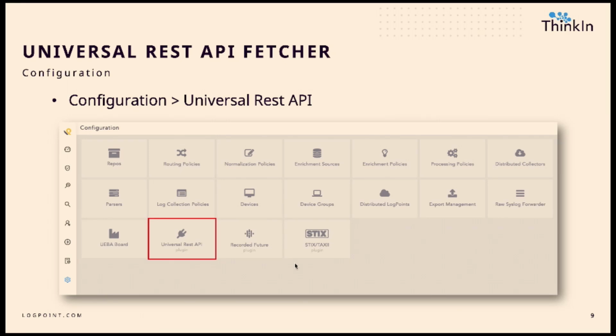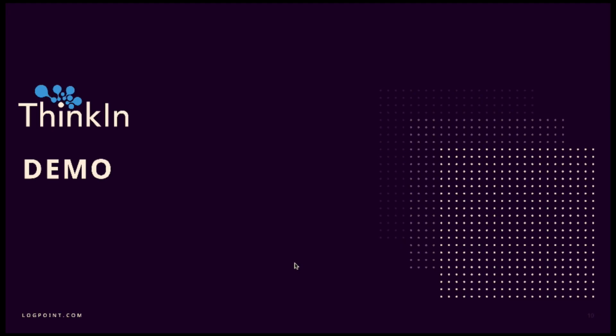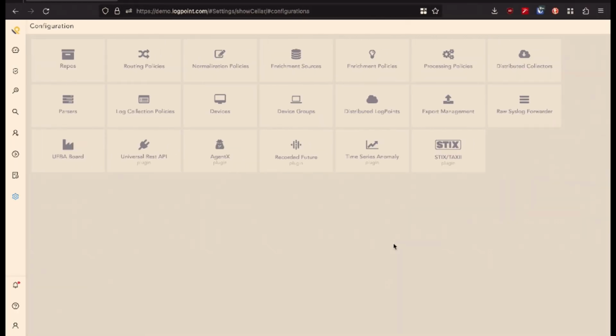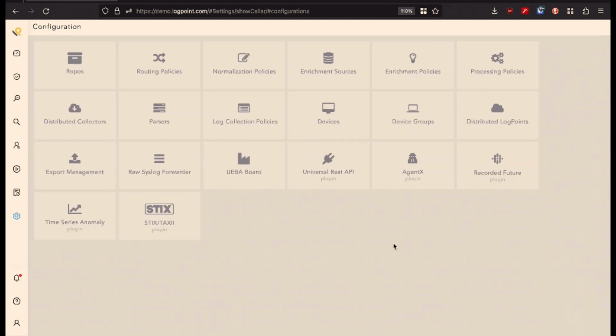Once you've installed the Universal REST API fetcher, actually it's already out of the box in 7.1, so you don't have to download anything or install it. You have access to its configuration from the configuration menu. And instead of showing you screenshots, I will go over what's possible to do through a quick demonstration.